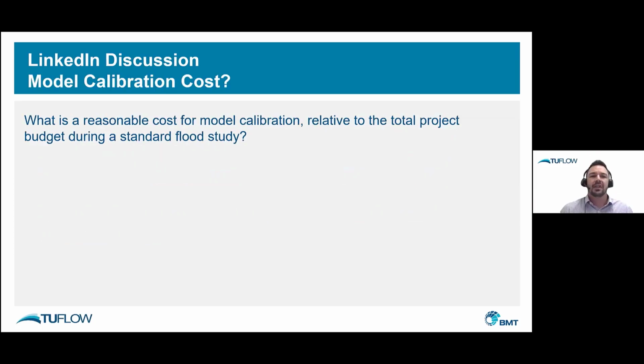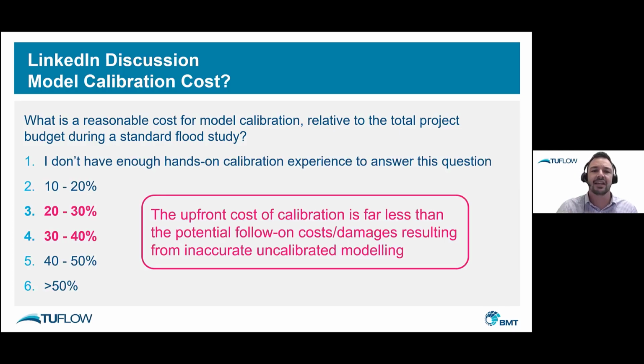This is where I just want to circle back to the initial survey question that we posed. What is a reasonable cost for model calibration relative to total project budget? There was a good spread of results there, actually pretty much from 0 to 10% through to about 30-40% in the survey initially. This is the answer that I have, and what most of the people in that LinkedIn chat agreed to. They said around about 30% was a pretty good fit.